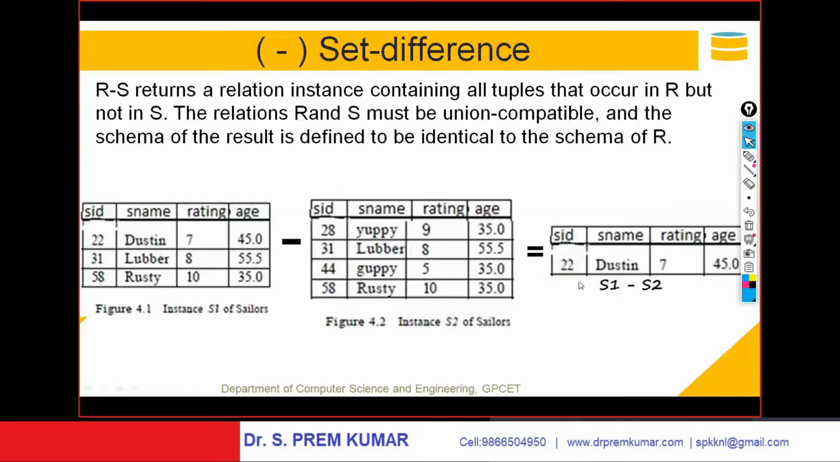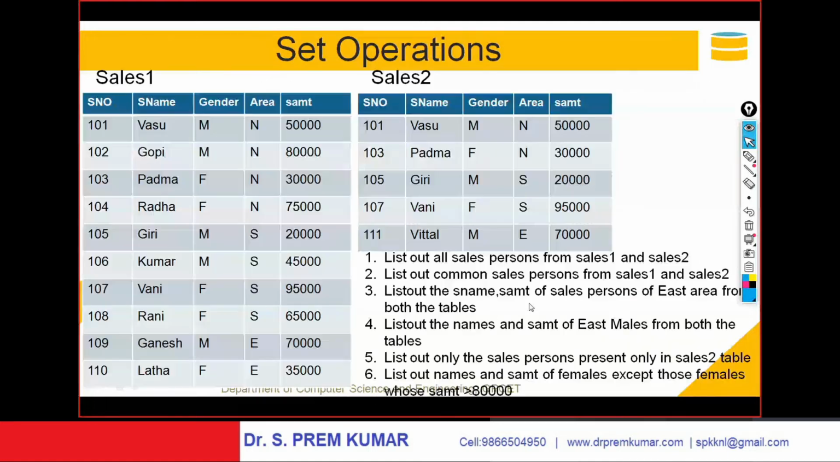You witnessed what is union, what is intersection, what is minus, set difference. Now with set operations, let us work out some queries. Let me say this is a table called sales 1, and this is a table called sales 2. Observe carefully. For the rest of the class we are going to work out some exercise programs.